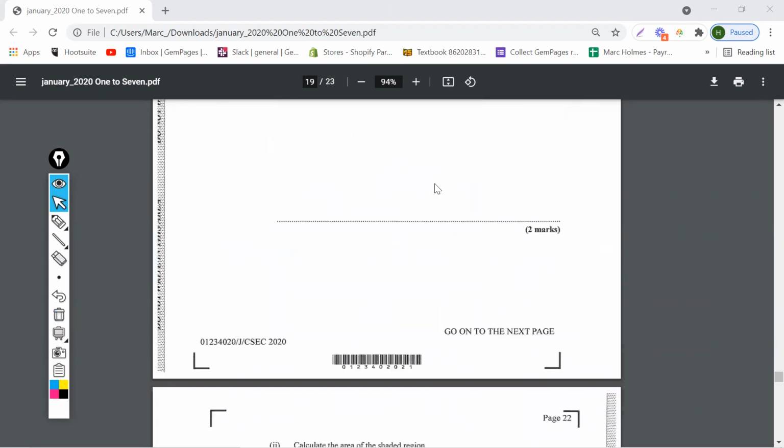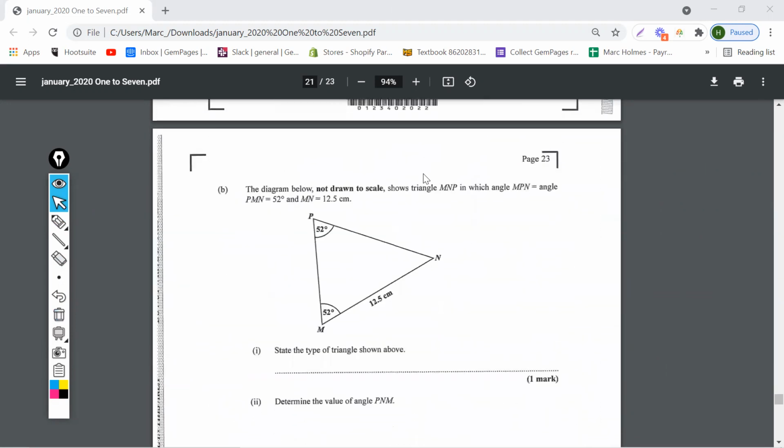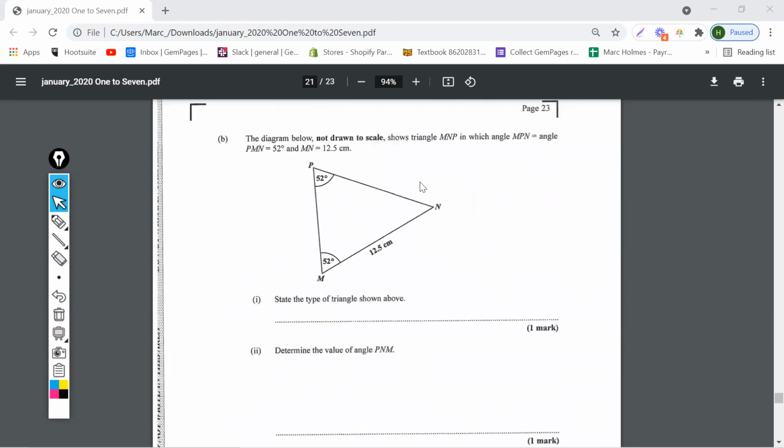Now the next one now, this was not too easy. So let's work this out. It says here, the diagram below is not drawn to scale. And these two angles are the same. 52 and 52. And it says here, what type of triangle is shown above?